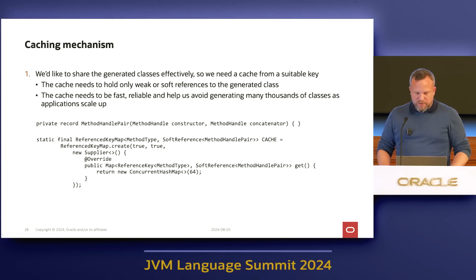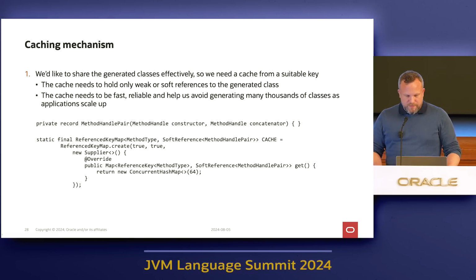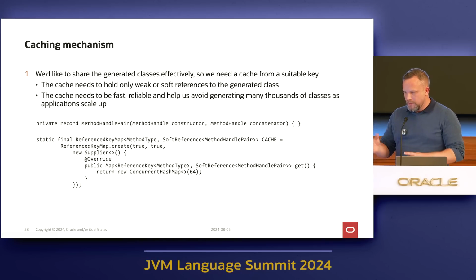So, pretty nice little tool that is currently JDK internal to keep weak or soft references on whatever we're keying on, the method type in this case, and then having a soft reference to our pair of constructor and the concatenator.